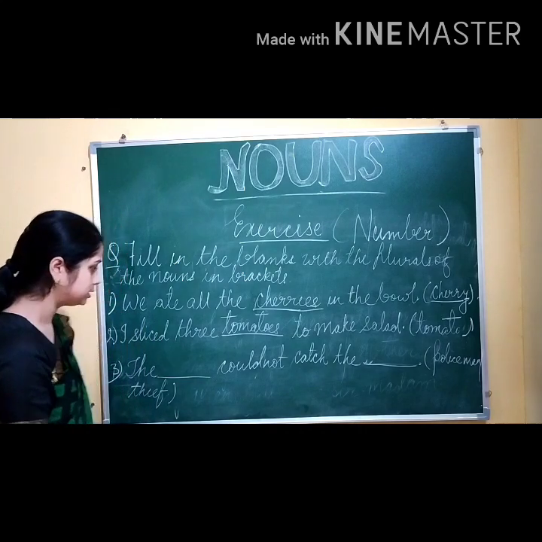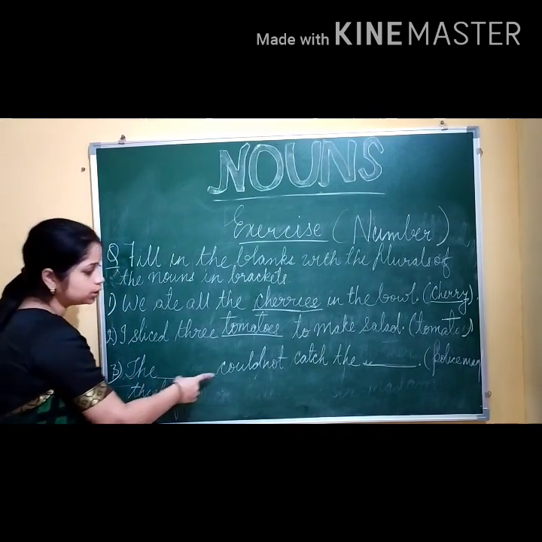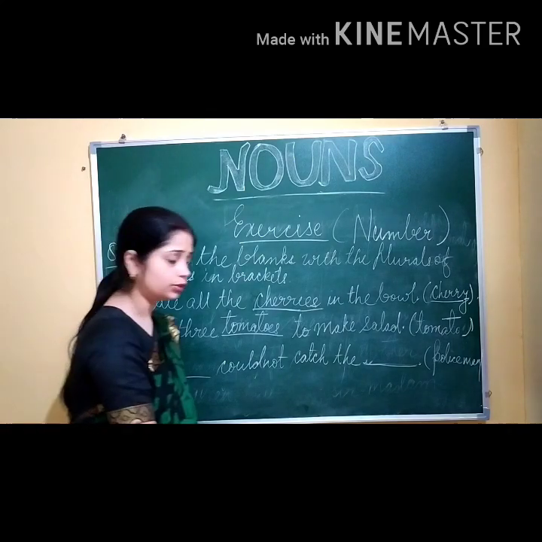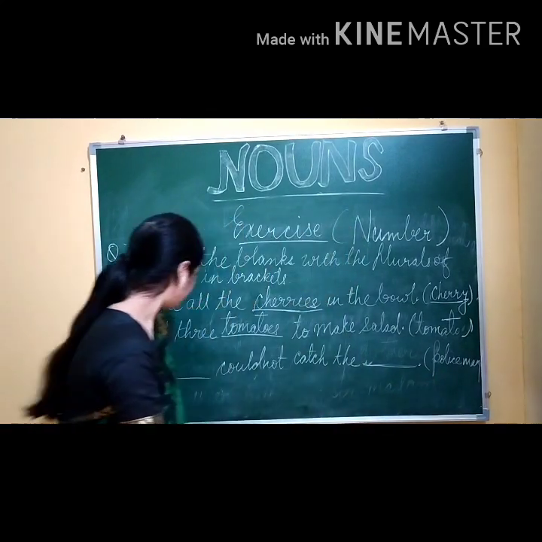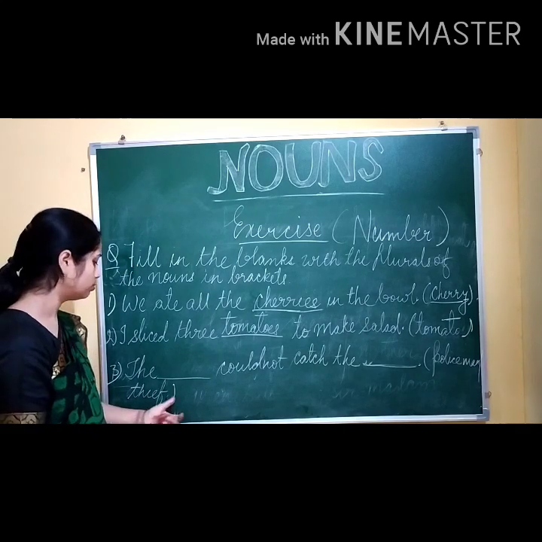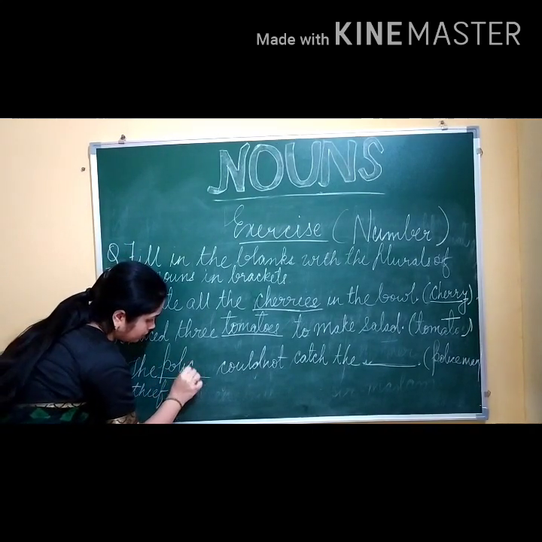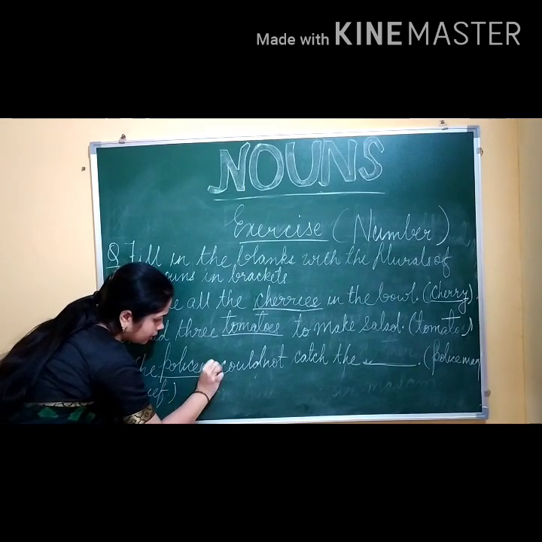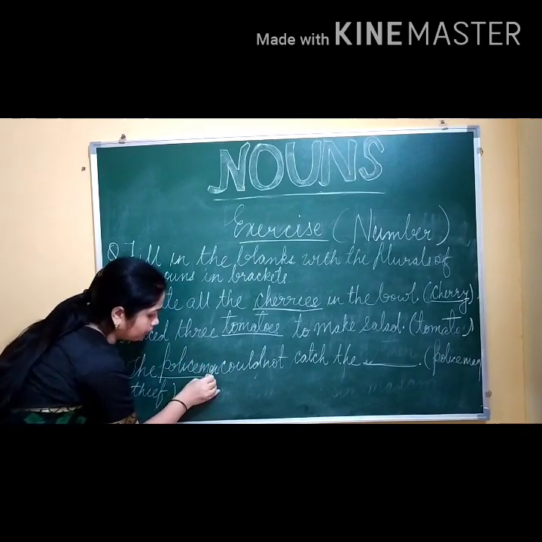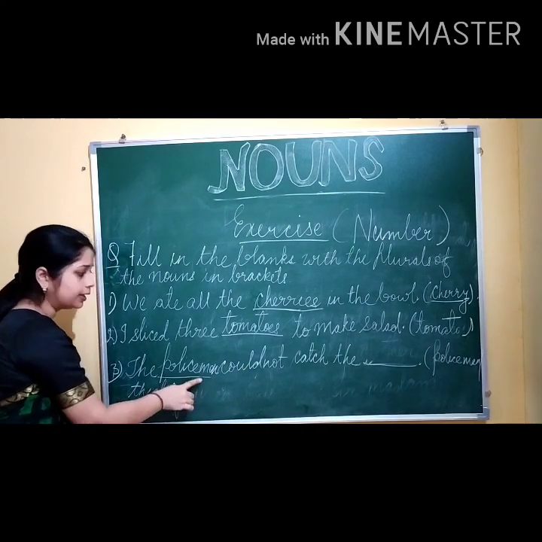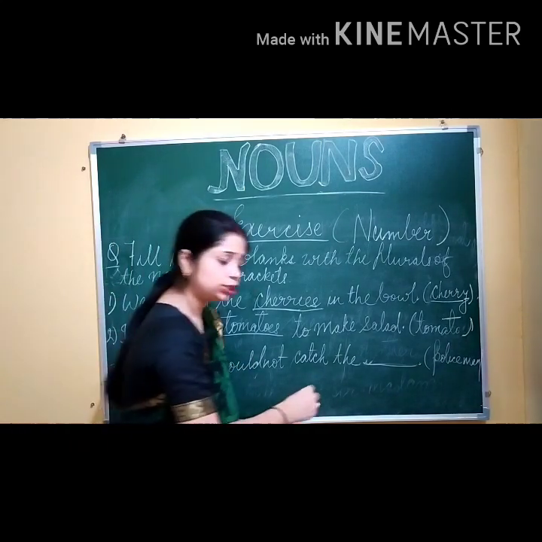The next question says, the dash couldn't catch the dash. In the bracket, the words are policeman and thief. So, the policeman, man is changed to men. Policemen couldn't catch the thieves.